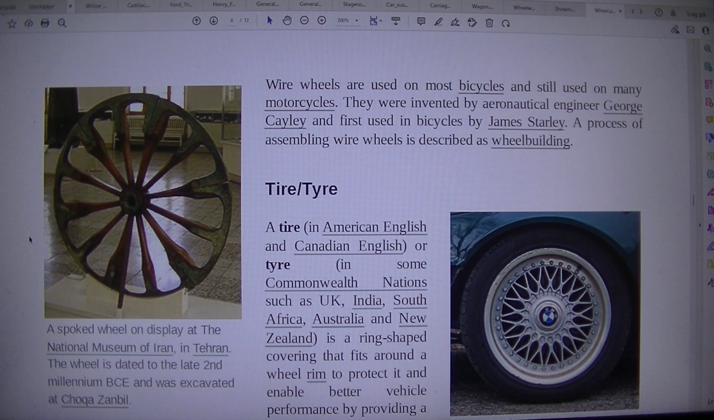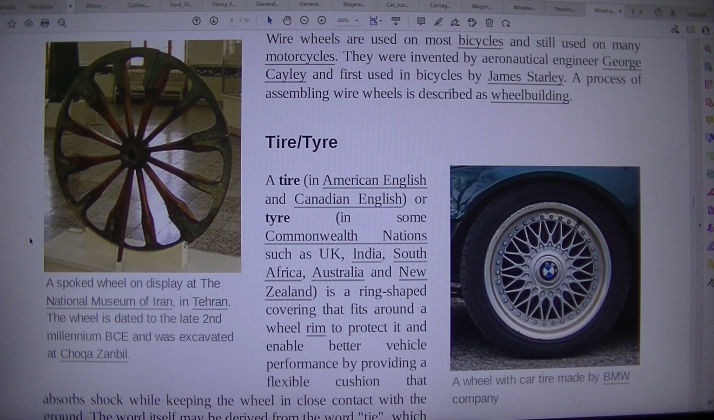Wire wheels are used on most bicycles and still used on many motorcycles. They were invented by aeronautical engineer George Cayley and first used in bicycles by James Starley. The process of assembling wire wheels is described as wheel building.